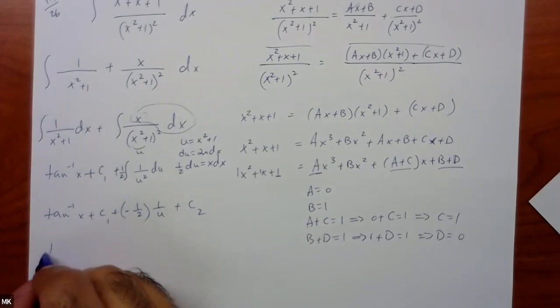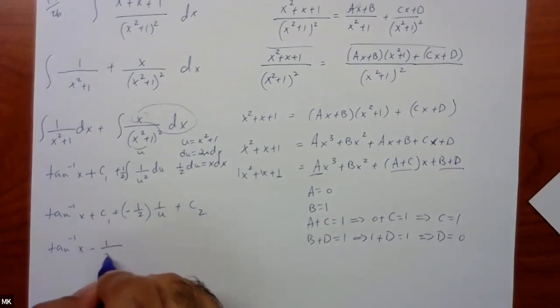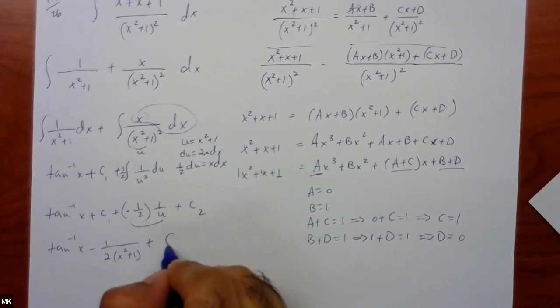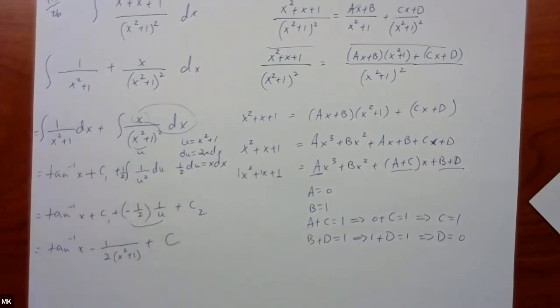Combine it, why not? So I get tan inverse of x minus 1 over 2 times x squared plus 1, because that's what u is. And just plus a c. So that's the c. Combine c1 and c2. Yeah. So if it's irreducible quadratic and you have it as powers, then that's how you handle it.